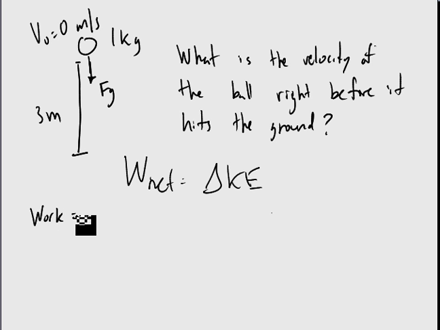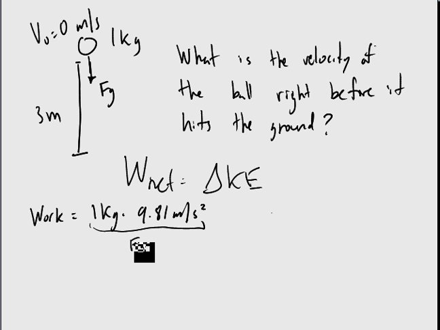And that's going to be the force times the distance. And the force is going to be mass times acceleration due to gravity. So we'll have 1 kilogram times 9.81 meters per second squared. This gives us the force. We multiply that by the distance that it's applied for, which is 3 meters. And that will get us 29.43 joules. And that's going to be the net work done on the object.